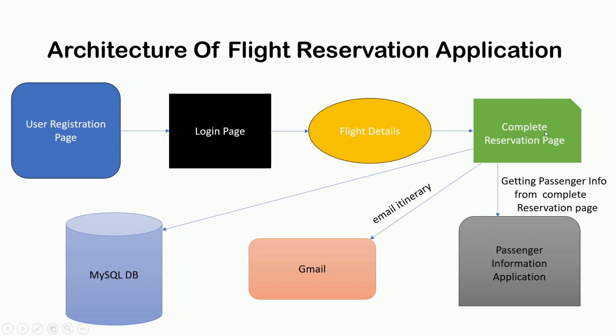On this page, the user enters all the passenger details required to finalize the booking. Here in the complete reservation page, the passenger will enter all the required details to finalize the booking. After entering the details and clicking on submit, two things will get triggered. All the complete details will get stored in the MySQL database, and an email itinerary is generated and sent to the user's registered email address via Gmail.